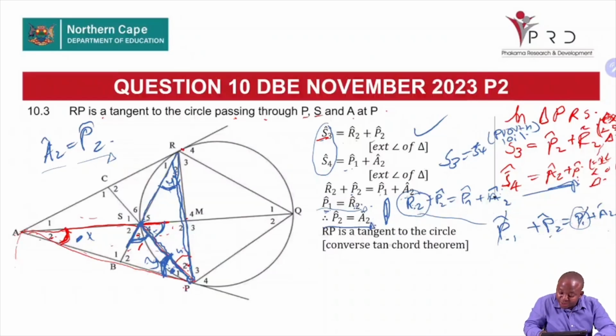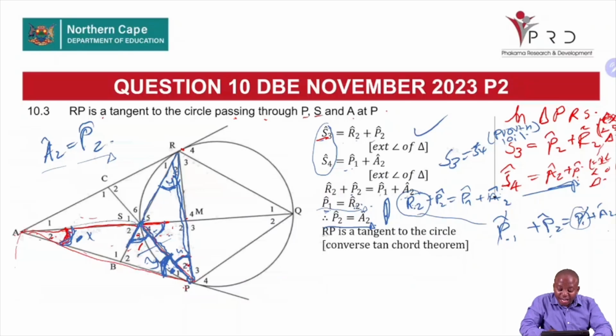Therefore, RP is a tangent to the second circle. So the easier way to do this one: identify which angles we are supposed to prove. We can prove that P2 is equal to A2. Now, to prove that P2 is equal to A2, check which triangles they belong to, or the shapes that they are in. They are in two triangles. Then look at the relationship between the two triangles and see if we can move from one side to the other. How do I do it? I will use the triangle that has A2 and the triangle that has P2. So that's what we do. We use the triangles that have the angles that we're trying to prove. Then you can follow the proof as we did in that case.